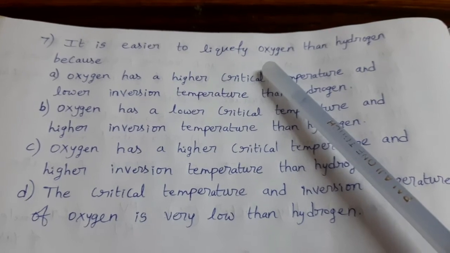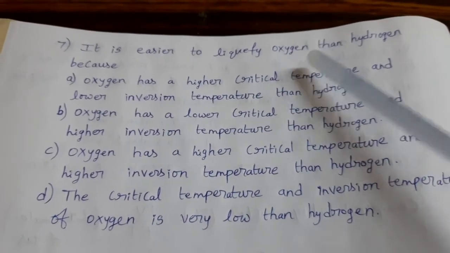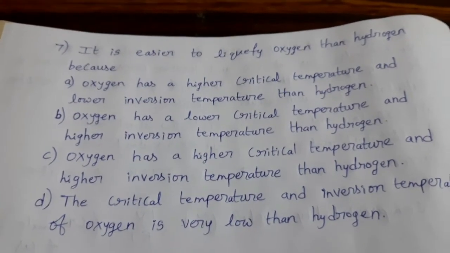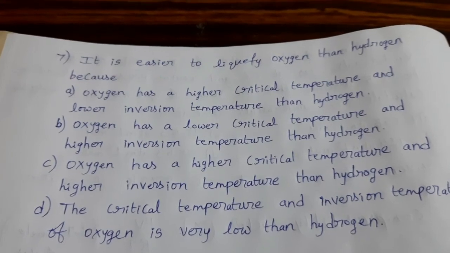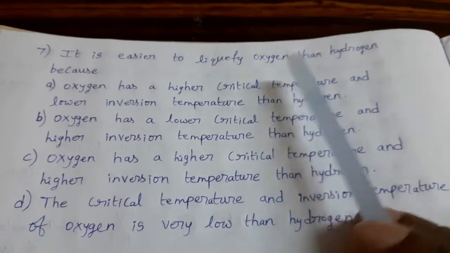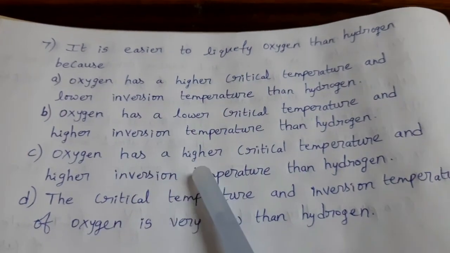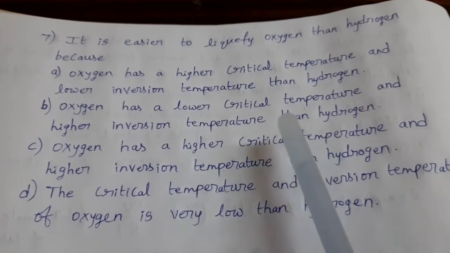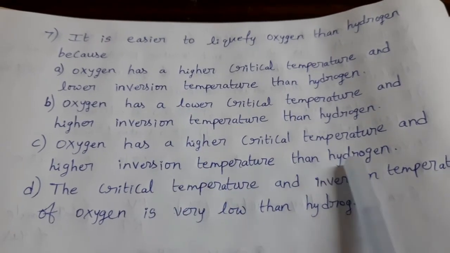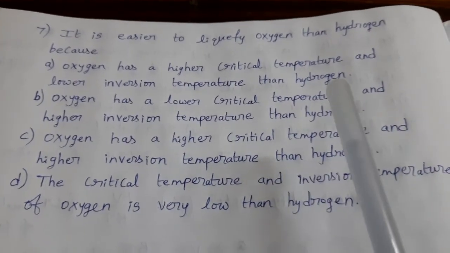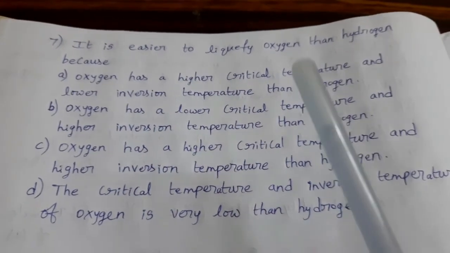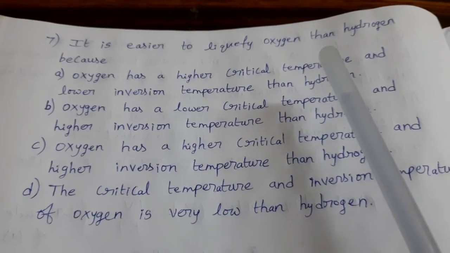Come to the inversion temperature. Inversion temperature also more for oxygen than hydrogen. Hydrogen having very low inversion temperature. So in order to liquefy oxygen and hydrogen, oxygen has higher critical temperature. That's why it can be liquefied easily than hydrogen, and it has higher inversion temperature than hydrogen. Inversion temperature of oxygen is also more than hydrogen. Due to these two reasons, we can liquefy oxygen easily than hydrogen.